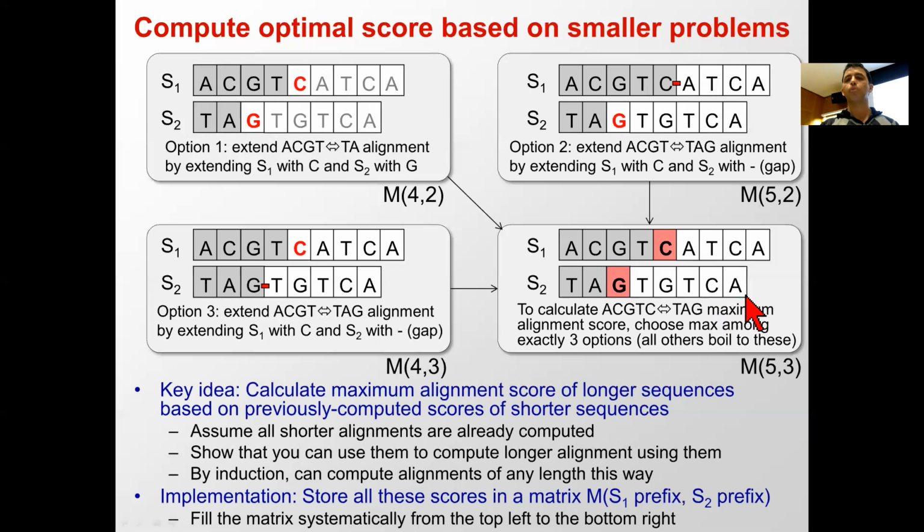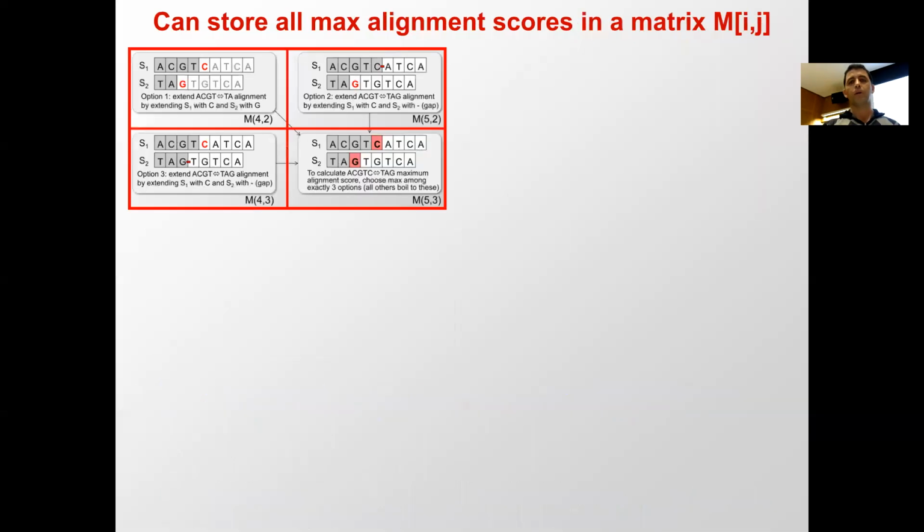And when I get to the bottom right, this will be the score of the best possible alignment of the nth prefix of S1 and the mth prefix of S2, which is basically the whole sequence S1 and S2. And that will be the score of my optimal solution. Not quite my optimal solution. I will have to then trace back to build my optimal solution.